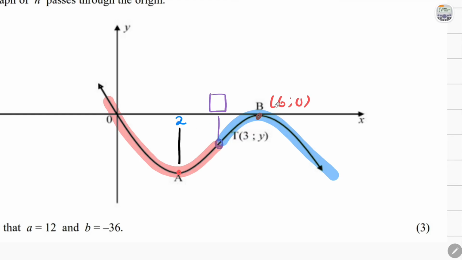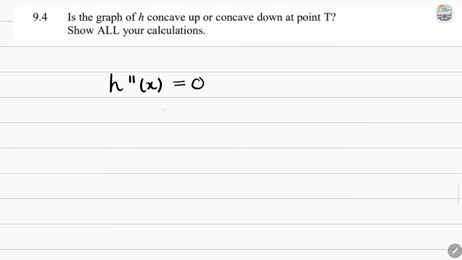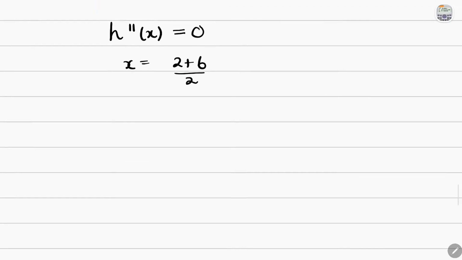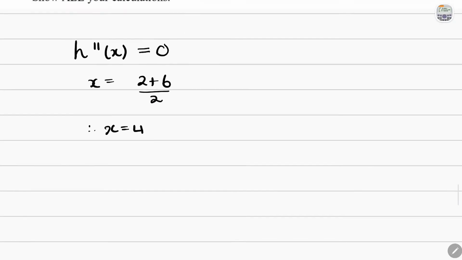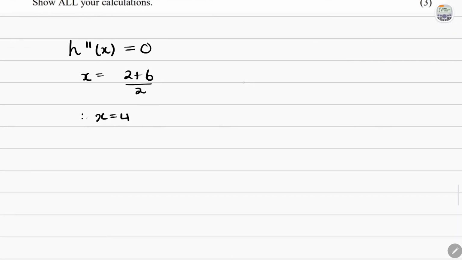So I could say 2 plus 6 divided by 2. That middle will give us that point of inflection's x value. Okay, so I'm just going to find that by saying this is where x is equal to 2 plus 6 divided by 2. That's 8 divided by 2, which is 4. So x is equal to 4. Great. So now we know that the point of inflection occurs at x equals 4.